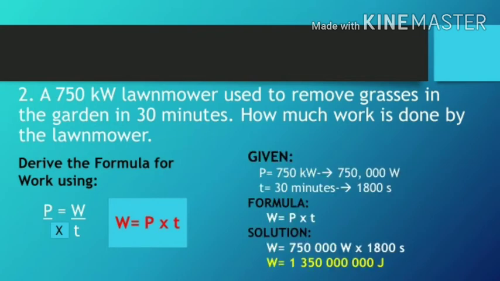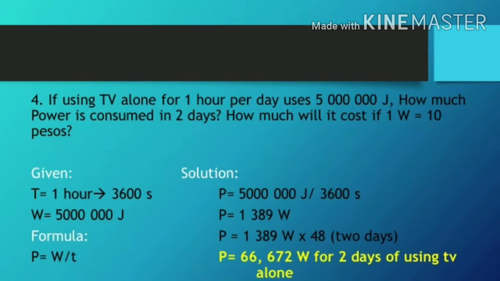Givens are: P is equal to 750 kilowatts. Convert kilowatt to watt. 750 kilowatts is equal to 750,000 watts. Time is equal to 30 minutes. Convert 30 minutes to seconds. 30 minutes is equal to 1,800 seconds. Formula: work is equal to power times time. Solution: work is equal to 750,000 watts times 1,800 seconds. The answer is 1,350,000,000 joules.